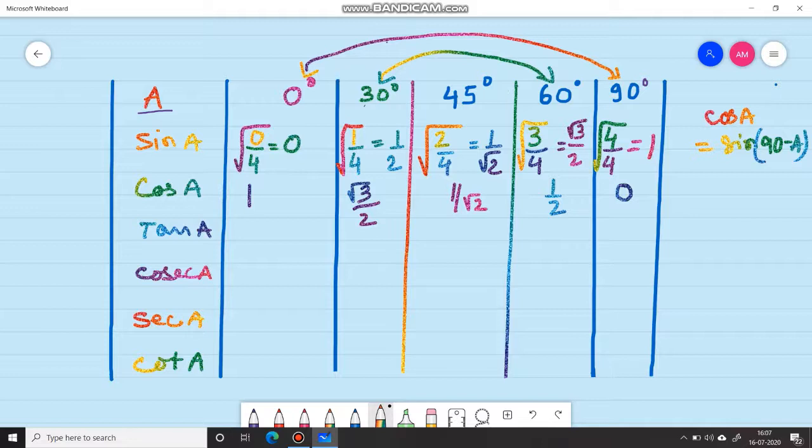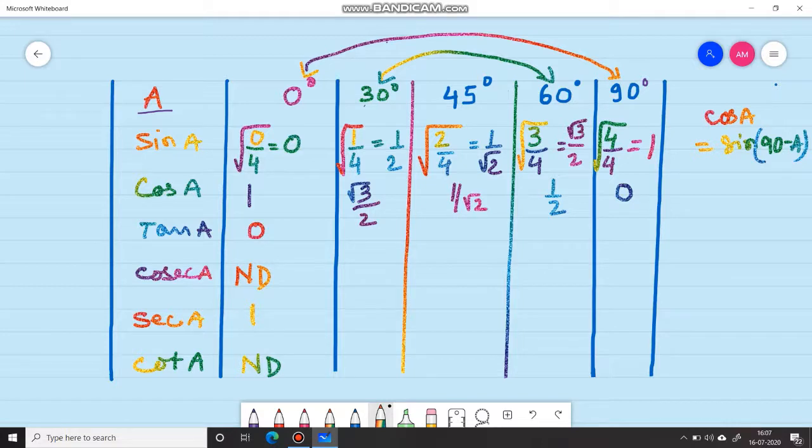Now see, how will you find tan values? Tan values will be equal to sine A by cos A. So here 0 by 1 is 0. Now how will you get cosec A? Cosec A is equal to 1 by sine A. So 1 by 0 is not defined. Now sec A is equal to 1 by cos A. So cos A is 1 here, so you will get 1 by 1, which is 1. Cot A is equal to 1 by tan. And here you are getting tan as 0. So 1 by 0 is not defined. So cot 0 is not defined.